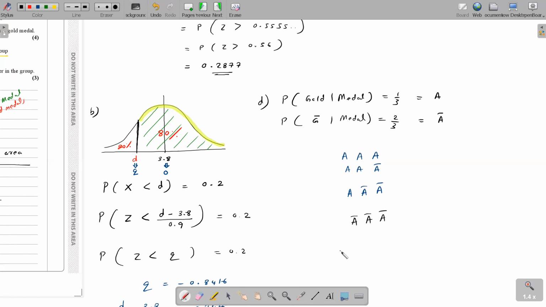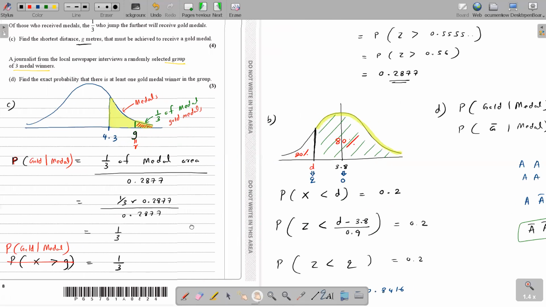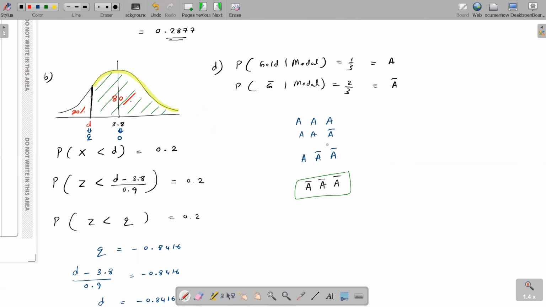If all 3 are not medal winners, then that part should not be taken, right? Because I want to have at least 1 medal winner. So this is the only part that should not be taken. So what's the easiest thing? Take the part that we don't need and subtract it from 1. Can you all understand, children? So the probability that we want, what is it? The probability that there is at least 1 gold medal winner.